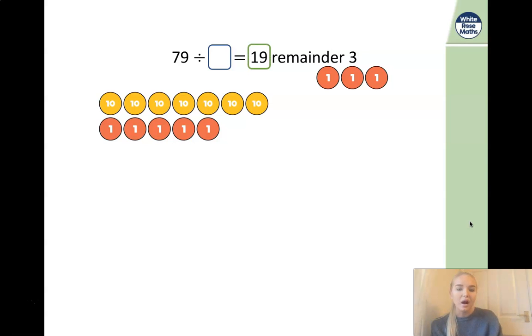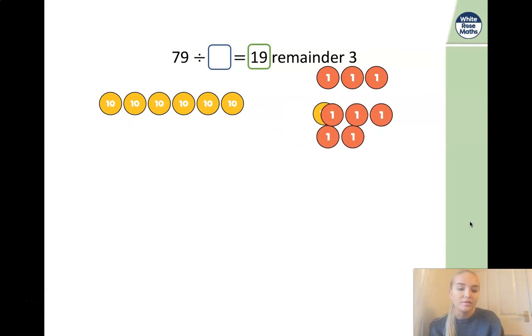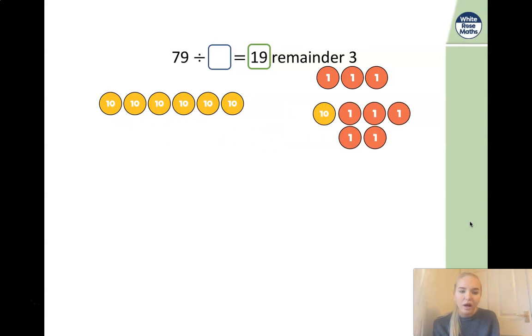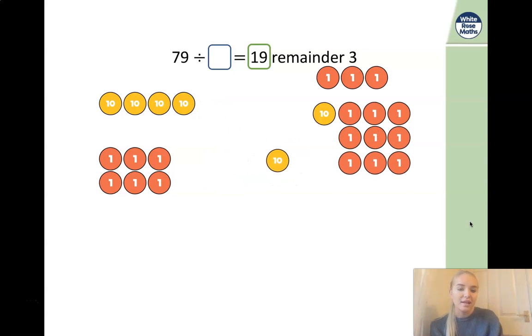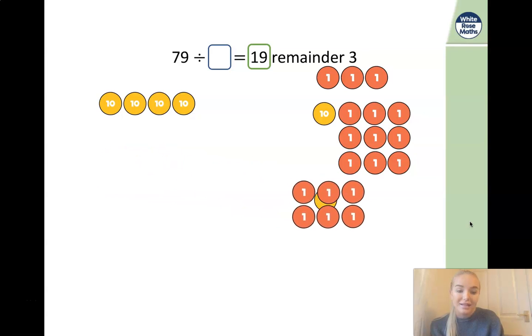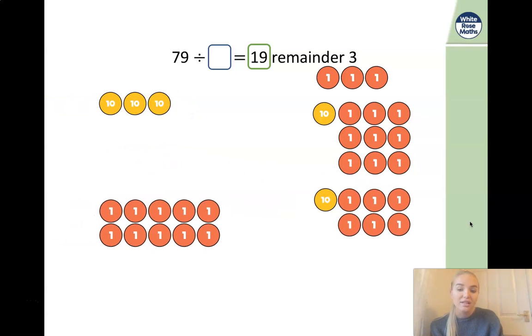So we could make our first group of 19 using 1 ten and some of our ones, but we can see we've only used 5 ones, and to make 19 we need 9 ones. So what could we do with one of these tens? We could exchange 1 ten for 10 ones, and then we could move the rest of the ones, 4 ones, across to make 19. We can then do this again with 1 ten, 6 ones, and then exchange the 10 for 10 ones and include 3 of them there to make another group of 19.